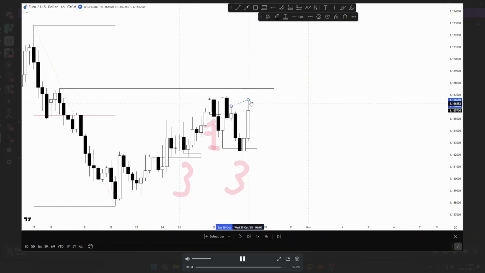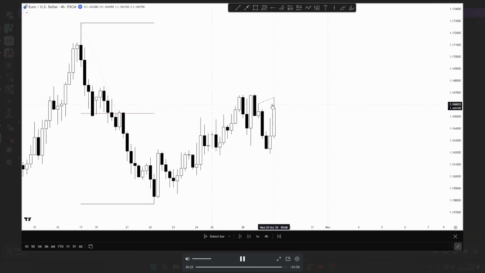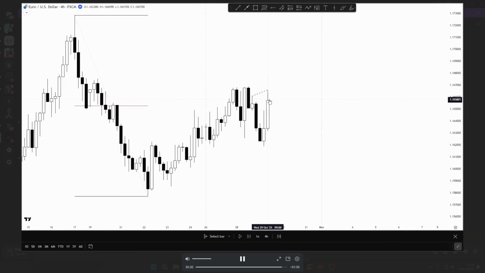and because of this SMT divergence, let me remove all of this. Because of this divergence, it led me to believe that now we don't have to take out this high, and now we've finally rebalanced the dealing range completely, and now we can expect price to have a bearish range expansion lower towards the long-term drawn liquidity without taking out this premium key high.